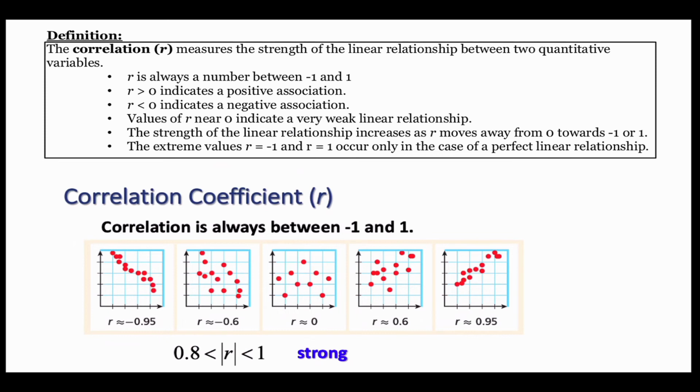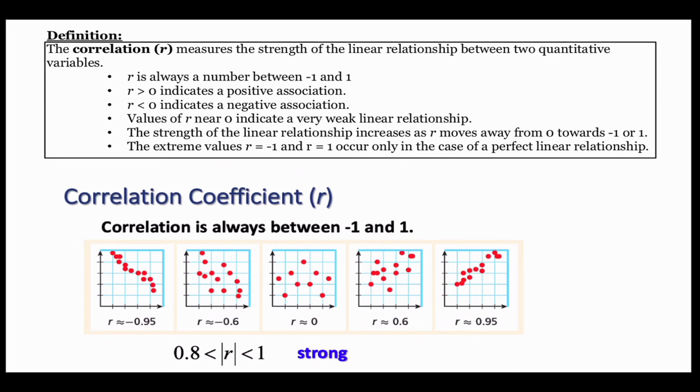R positive means a positive association, direction positive. R less than 0 means a negative association, direction negative. If R is close to 0, that means very weak to none, no direction. The strength of the linear relationship increases as R moves away from 0. So as R gets bigger, it becomes stronger. It moves from weak to moderate to strong.